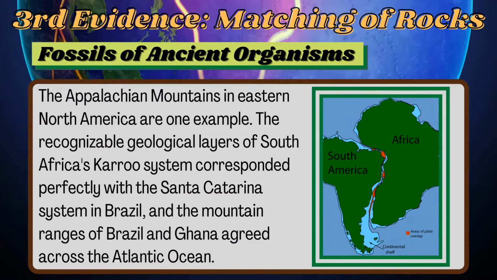Third evidence, matching of rocks. The Appalachian Mountains in eastern North America are one example. The recognizable geological layers of South Africa's Karoo system corresponded perfectly with the Santa Catarina system in Brazil, and the mountain ranges of Brazil and Ghana agreed across the Atlantic Ocean.